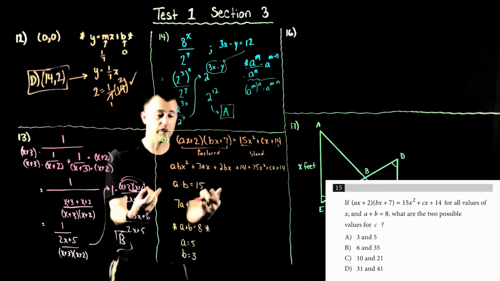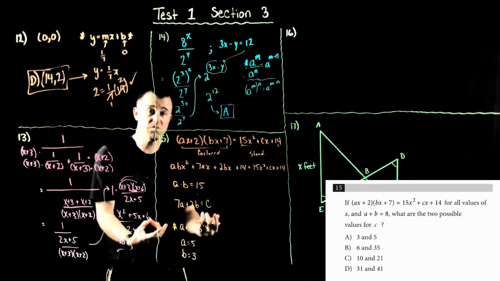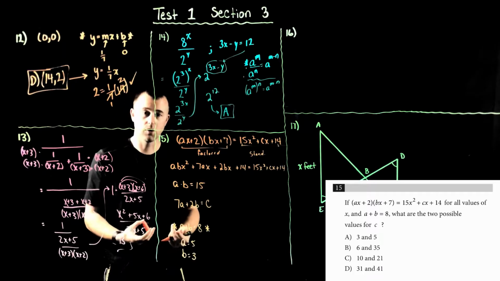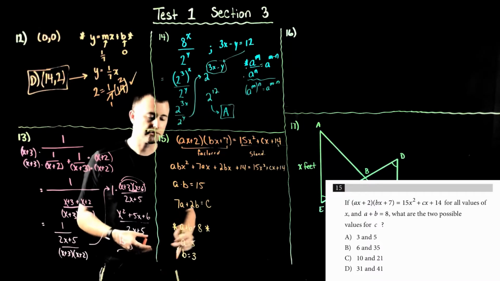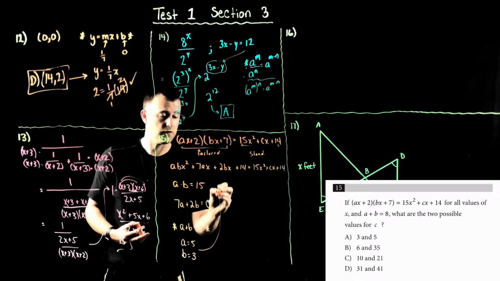There's two possible values because I can rearrange the A and B in a couple different ways, so they can be both ways. I'm just going to go ahead and plug this one in and see what I get. And I should get one of my possible answers. So I'm going to come up here and find C.